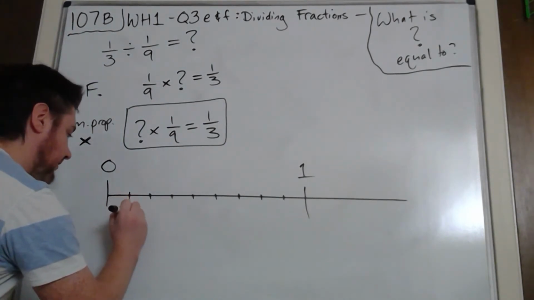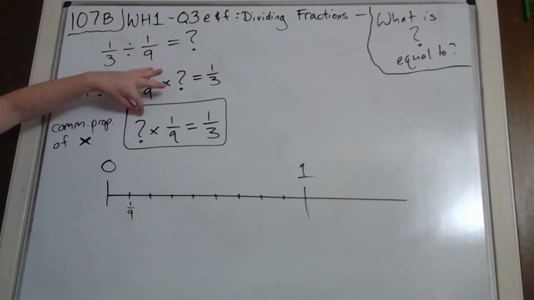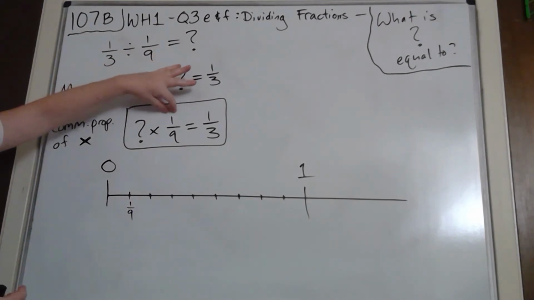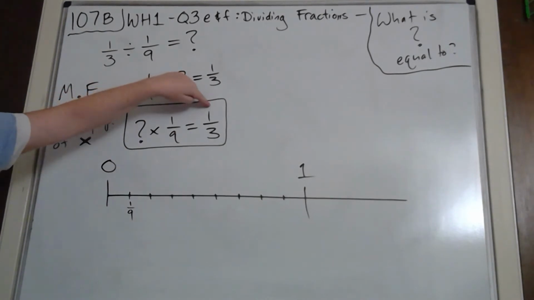Let me label 1/9 right there. Okay, so now let's interpret the question. I want some number of these 1/9 segments. So I'm going to count up segments or collect segments of length 1/9 and see how many of them it takes to get to 1/3.